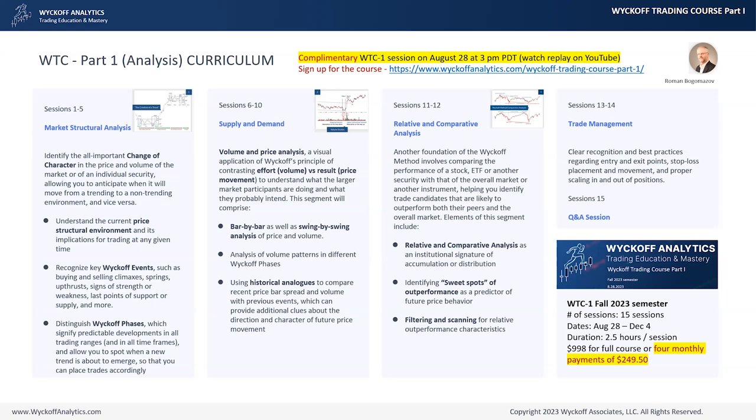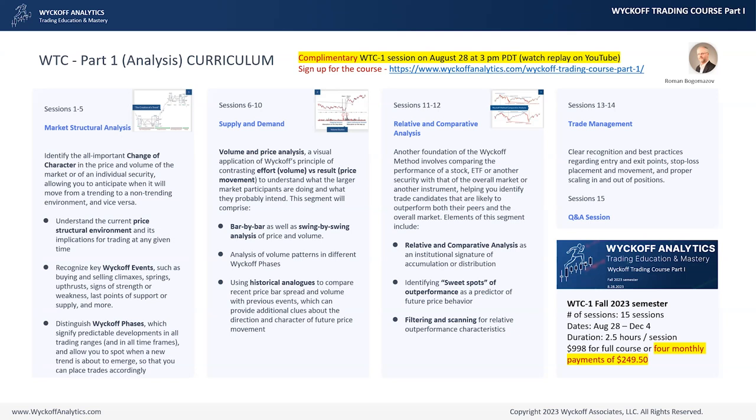Then we'll talk about the selection characteristics. If you're a stock trader or a crypto trader or a futures trader, it doesn't really matter. You still have to follow the methodology behind the proper selection. And then we'll talk about tactics, including trade management.